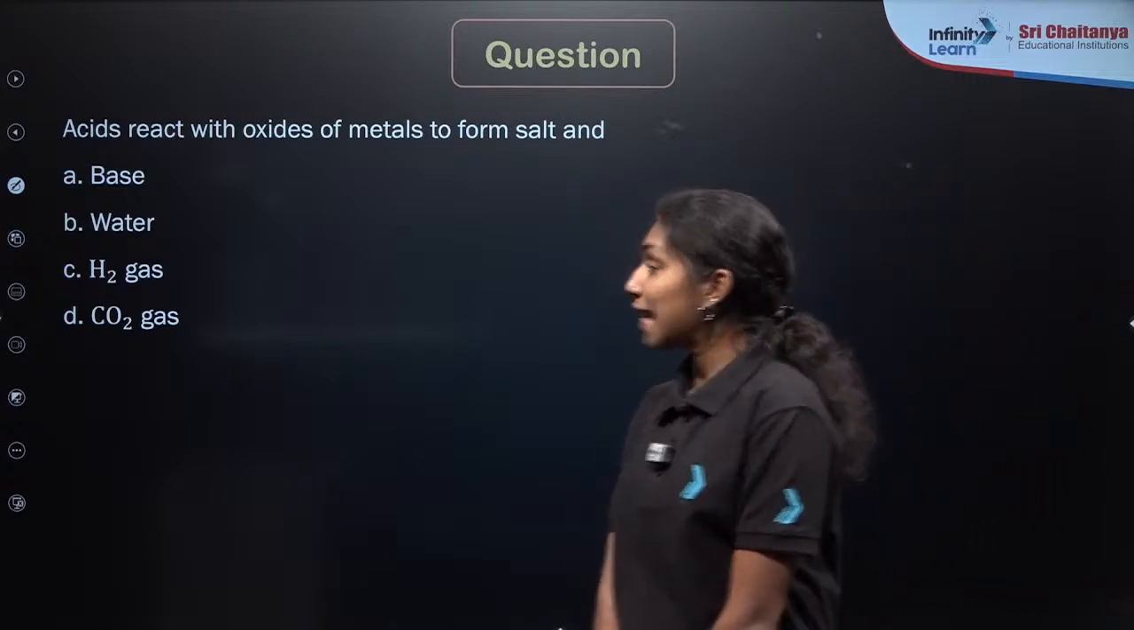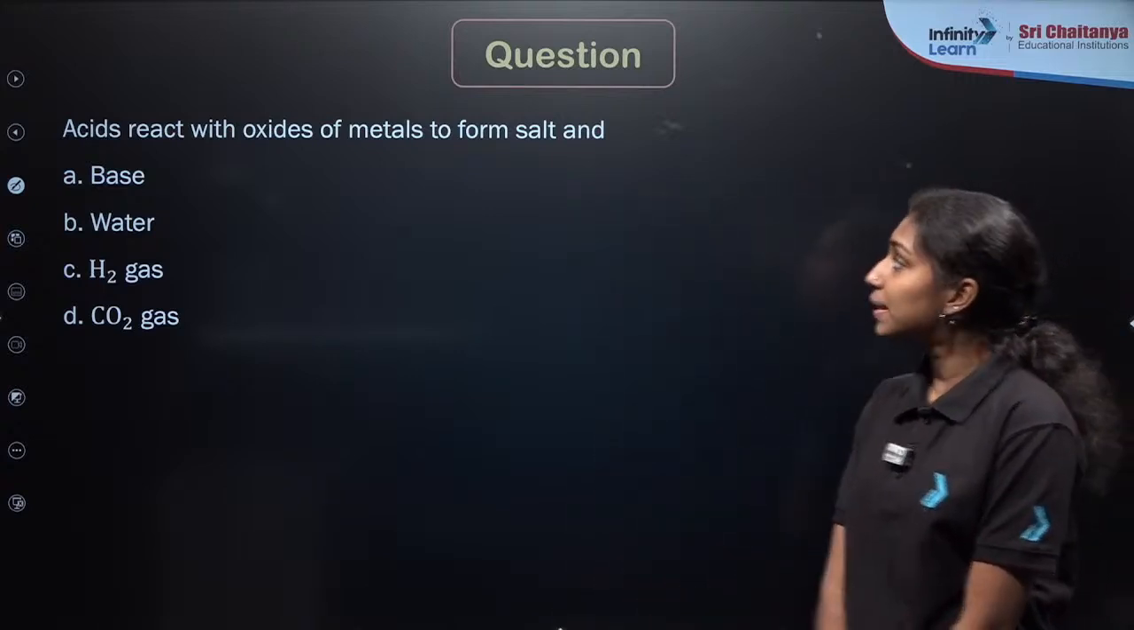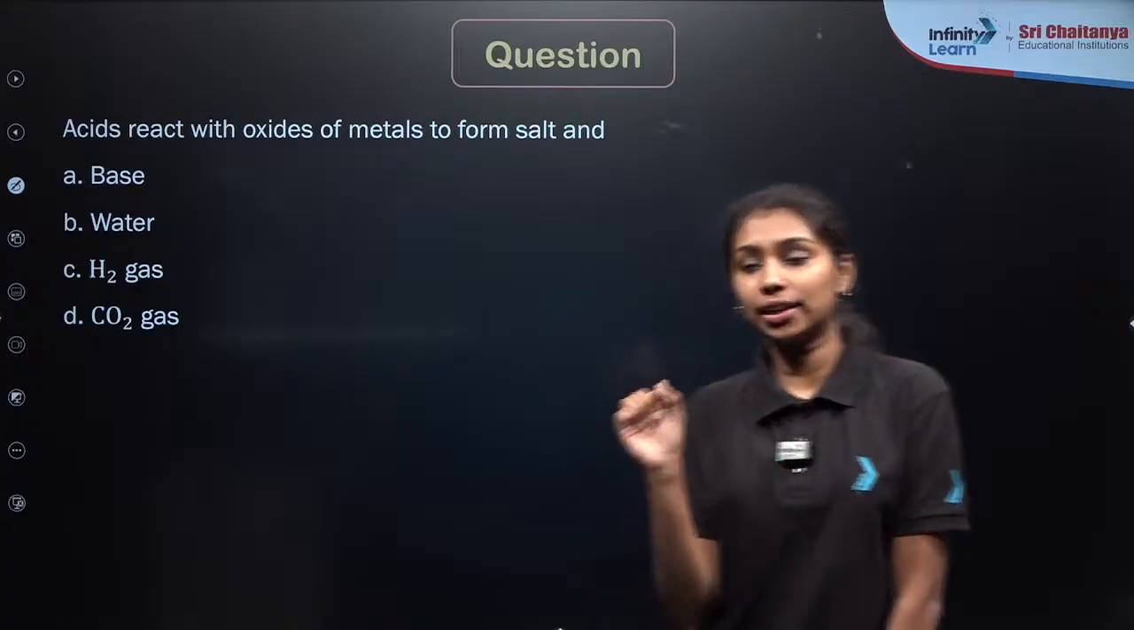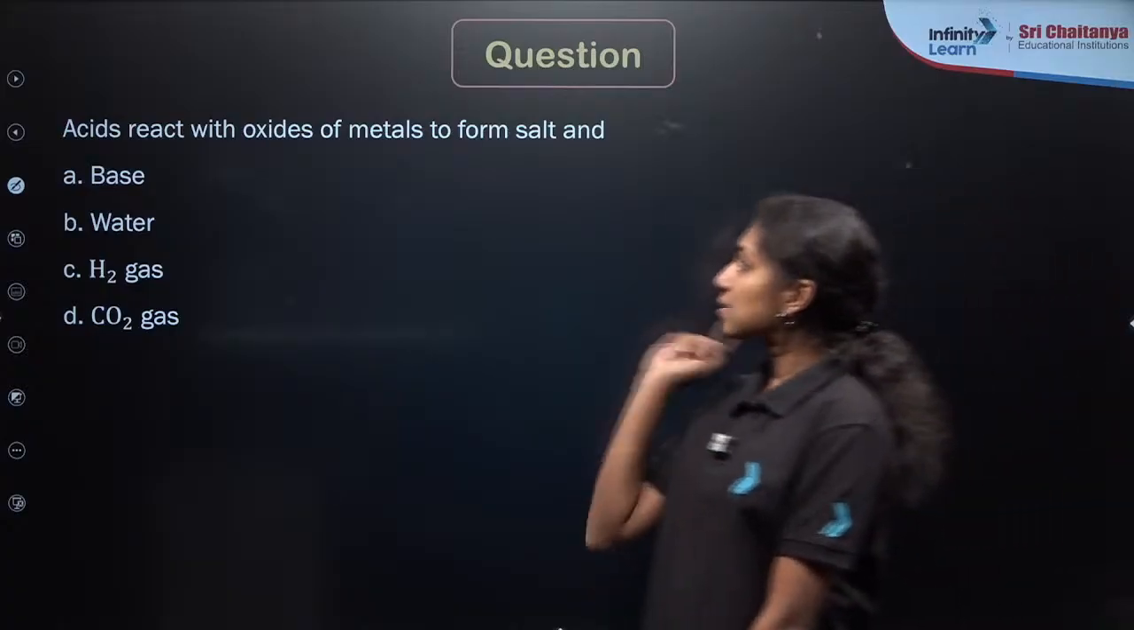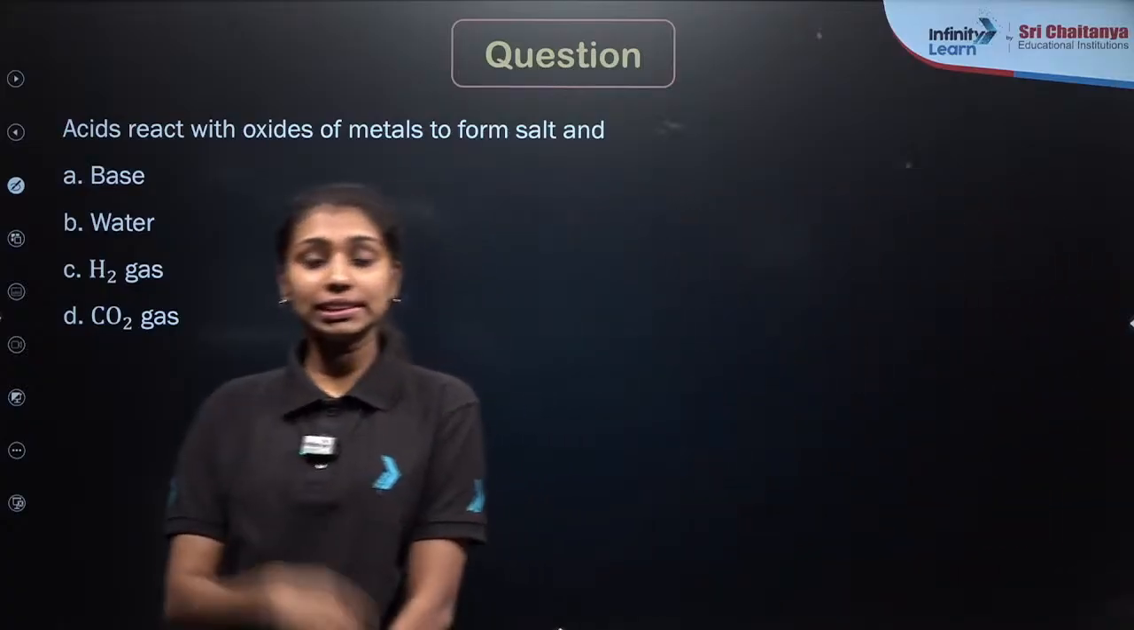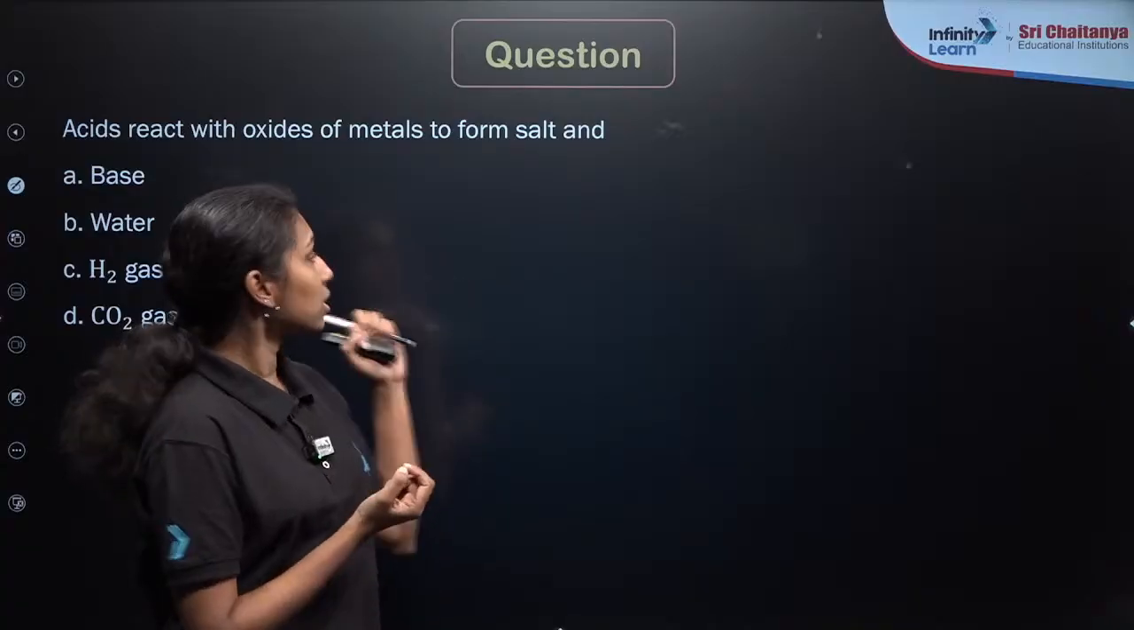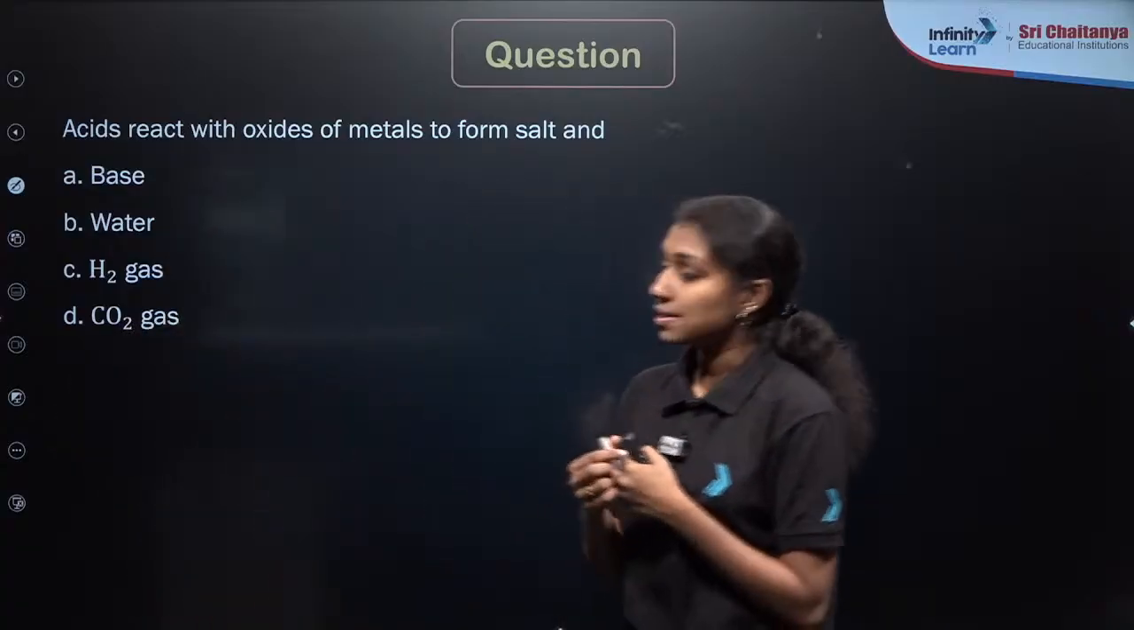The first question is: acids react with oxides of metals to form salt, and two products are formed there. One is salt. What will be the other product whenever metal oxides react with acids?